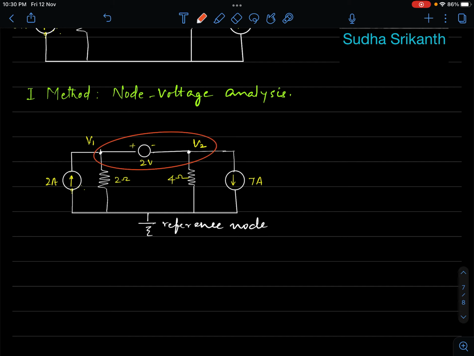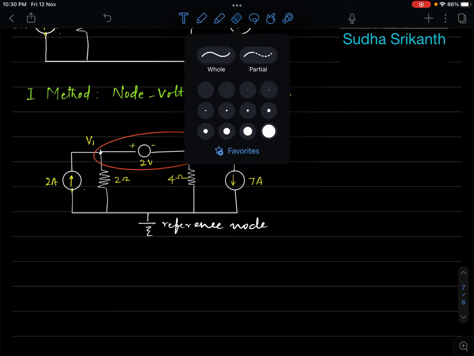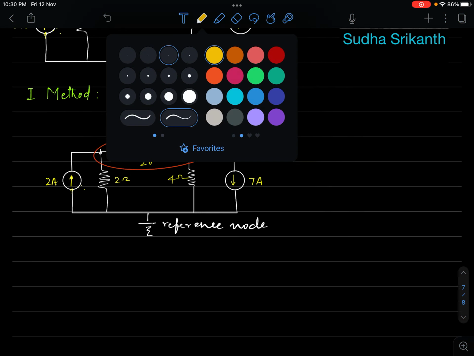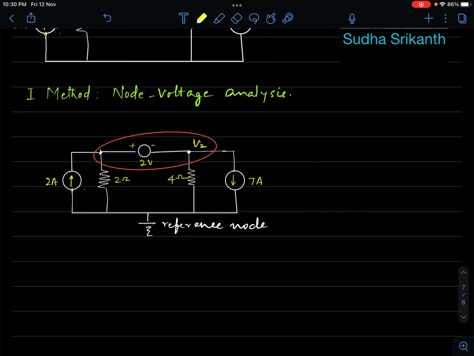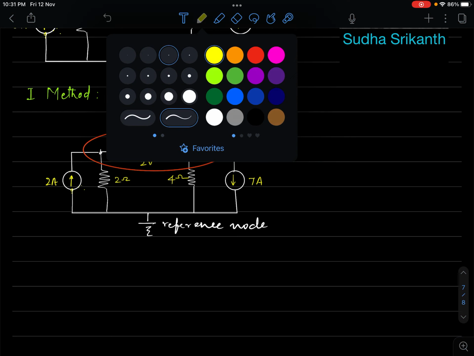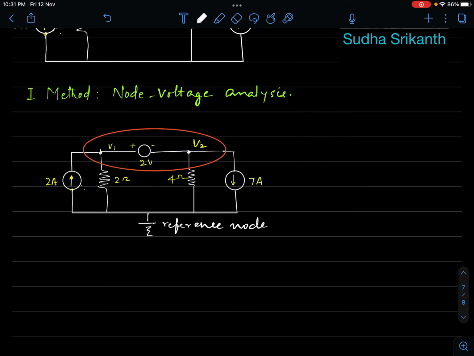I'll extend it a little, and write this V1 inside the circuit. This is my V1, and this is V2. I've taken the supernode. I will take it a little further like this, and enlarge it a little. Yeah, I think now this is better. That is my supernode.